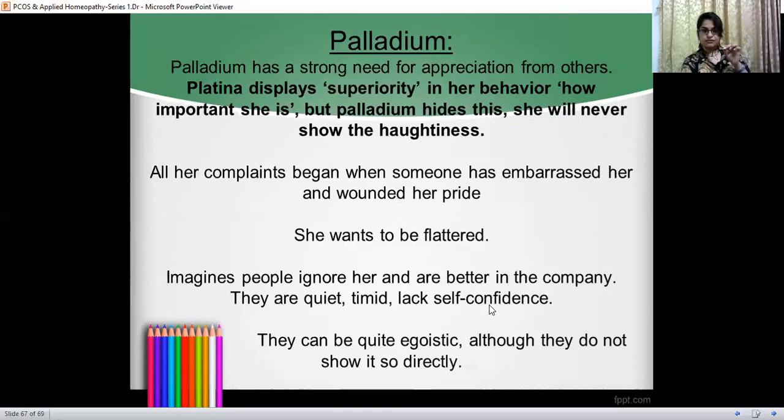They are quite timid, lack self confidence. They can be quite egoistic, although they do not show it so directly. So platina is the direct lady. Palladium is not direct. She shows everything indirectly.